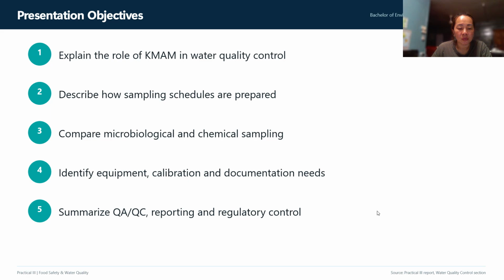The objectives of this presentation are to explain the role of Unit Kemam in water quality control and describe how sampling schedules are prepared. I will also explain the difference between microbiological and chemical sampling, identify the equipment and calibration requirements, and finally discuss quality assurance, reporting and regulatory control.